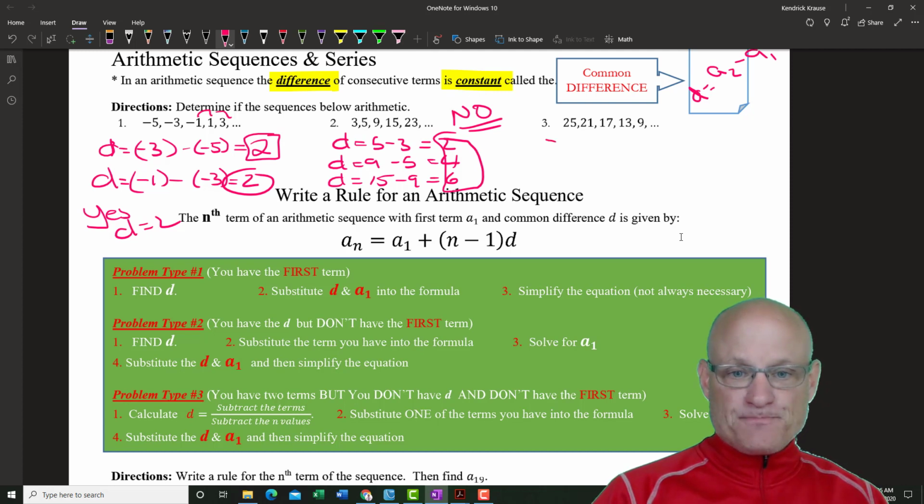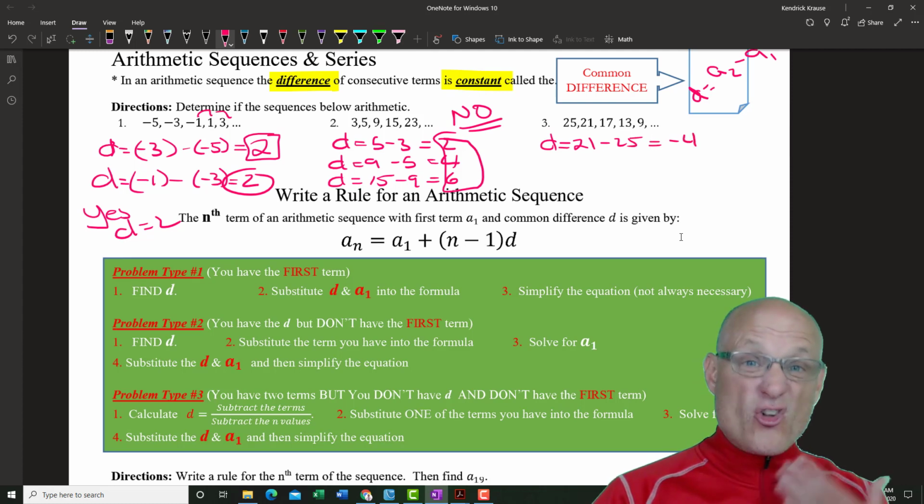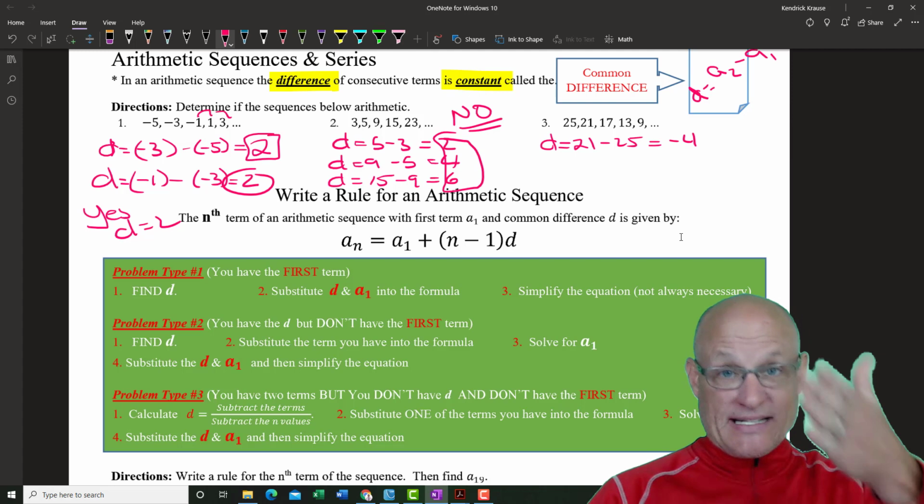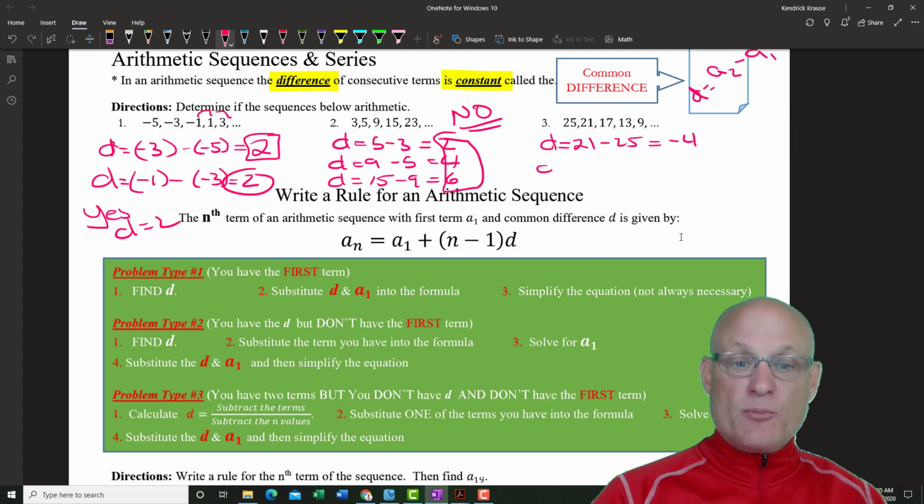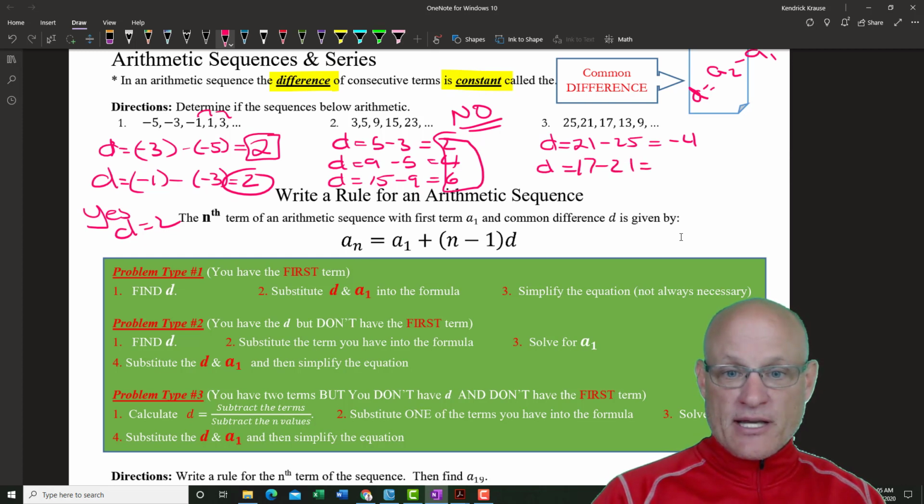Let's take a look at this one. D equals 21 minus 25. That looks like it's negative 4. So if they're all negative 4, in other words, we're going down by 4 over and over again, then this would be an arithmetic sequence, and the common difference would be negative 4. 17 minus 21, that's negative 4. And now I'm just going to look. Oh yeah, we're going down by 4. So I would say, yes, this is an arithmetic sequence, and the common difference is negative 4.